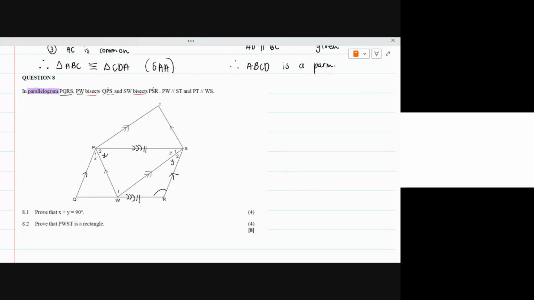We're not quite done. The next thing they tell us is that PW is perpendicular, I'm lying, is parallel. PW is parallel to ST. As soon as we hear the word parallel, we need to think fun angles. So either co-interior, corresponding, alternate, one of those is going to come up, right? And we're also told that PT is parallel to WS. Okay, so that's some good information that we've been given over there. And now let's get into the proof. All right. So it says here, prove that X plus Y equals 90 degrees.